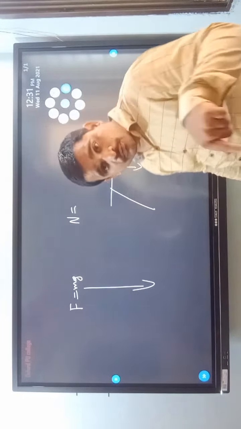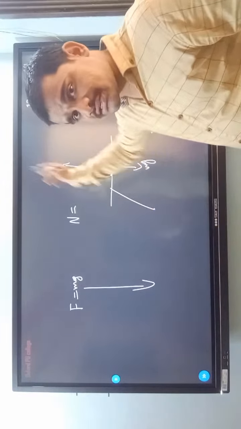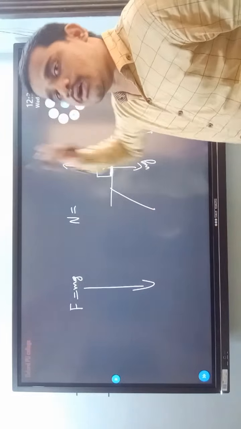Be very careful. mg acts vertically downward, 100% no doubt. But the normal force acts perpendicular to the surfaces in contact. So these are the two forces which you have seen in today's class.